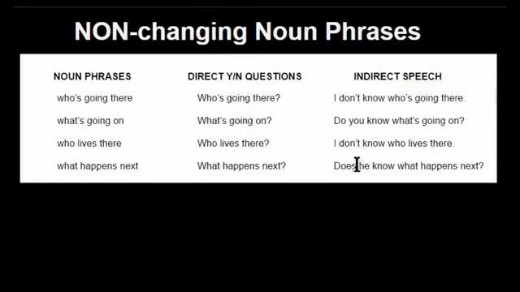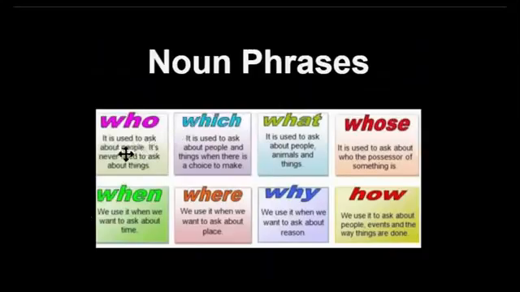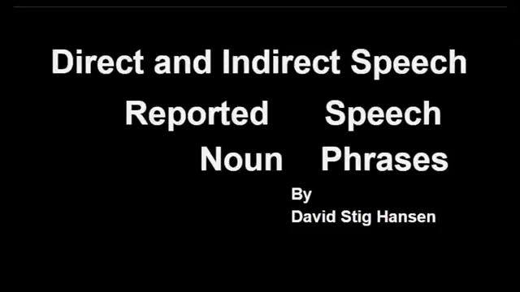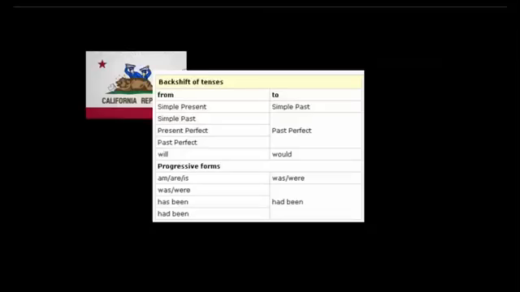I don't know who lives there. Who lives there? I don't know who lives there. See, there's no change here. What happens next? Does he know what happens next? See, when we have the noun phrase with the question word, we know that it needs to be changed. And here's some more examples.